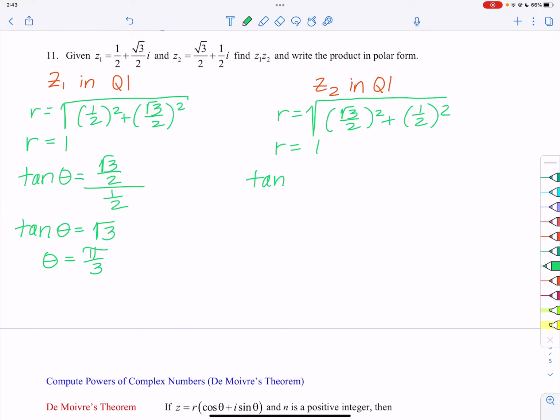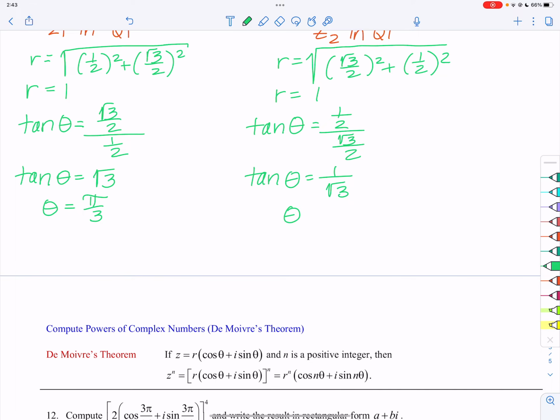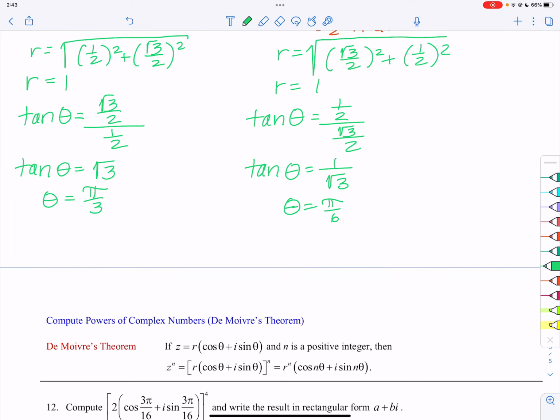Let's take a look over here. For Z2, we have the tangent of theta is 1/2 divided by root 3 over 2. And so we have the tangent of theta is 1 over root 3. And of course, theta is pi over 6. So now we could say that Z1 equals cis pi over 3, and Z2 equals cis pi over 6.